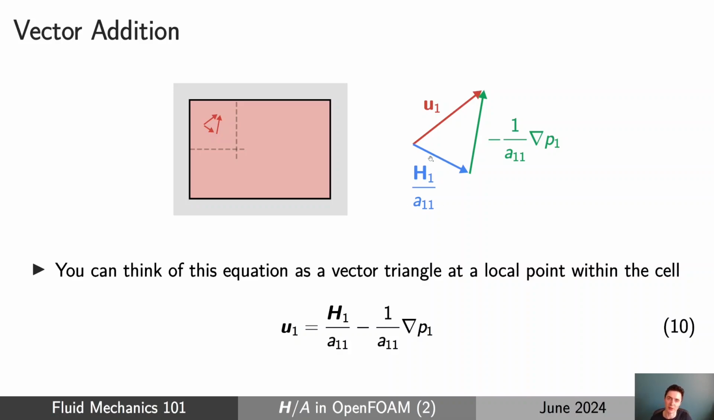It still represents a velocity vector, and you can think of it as the velocity vector that would exist at that location in the cell if the pressure gradient wasn't there at all. So that's a useful way of thinking about what this equation actually means. It's just a vector triangle, which is another way of expressing the velocity vector. And it turns out that this representation of the velocity vector is really useful for a simple, easy derivation of the pressure equation.